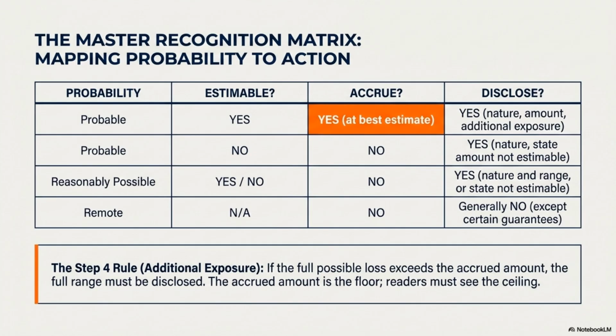Now look at the Step 4 rule at the bottom. This is critically important. The accrual you book is the floor, not the ceiling. If the full possible loss is larger than what you accrued, say you booked the minimum of a range, the full range must still be disclosed. Readers need to see the ceiling. The balance sheet shows the minimum. The footnote shows the maximum exposure.